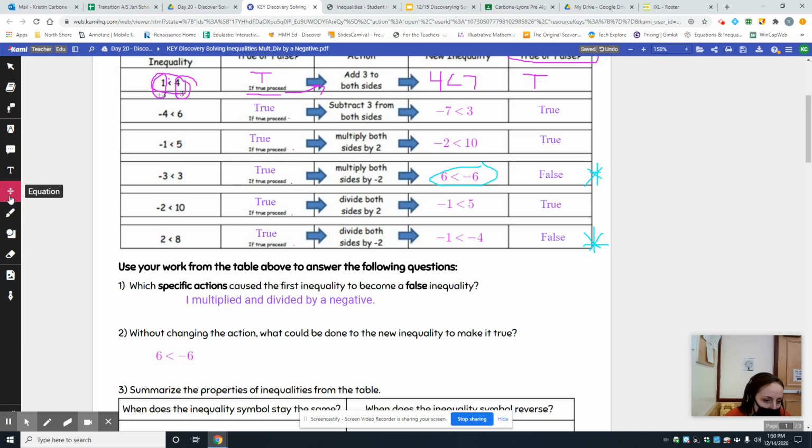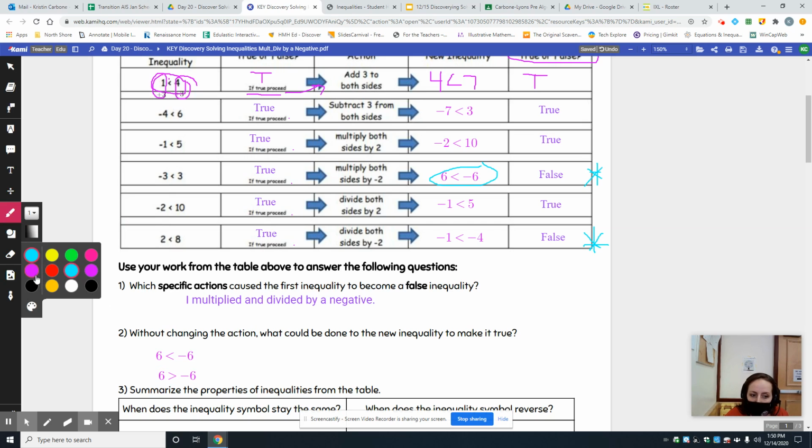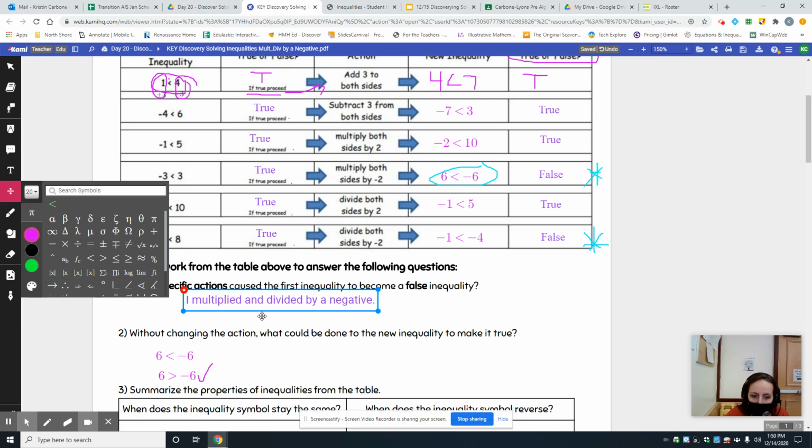Hopefully you said to yourself, well, I don't know if this is allowed, Miss Carbone, but I could just flip that inequality. I could say, okay, 6 is greater than negative 6. And now it becomes true. Well, will that same thing work for our other inequality? Let's take a look. We have negative 1 is less than negative 4. What if we were to switch that inequality and say negative 1 is greater than negative 4? Would that inequality be true?